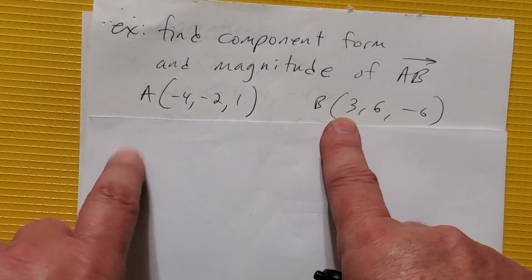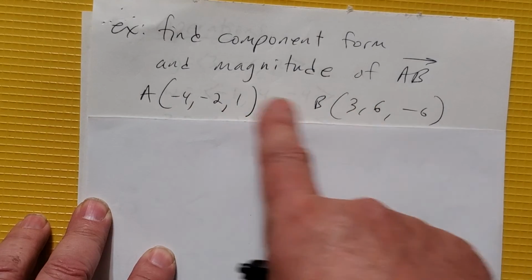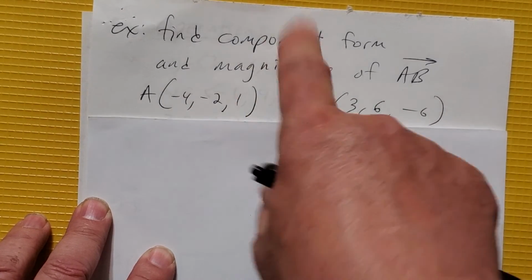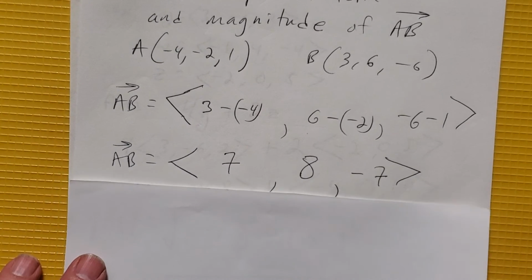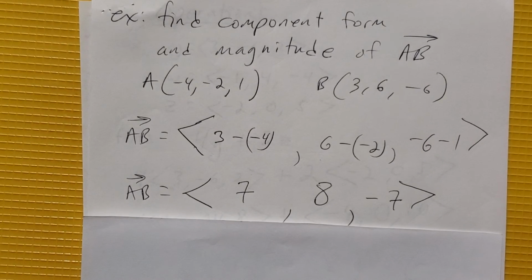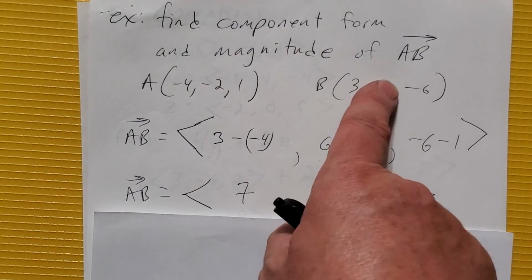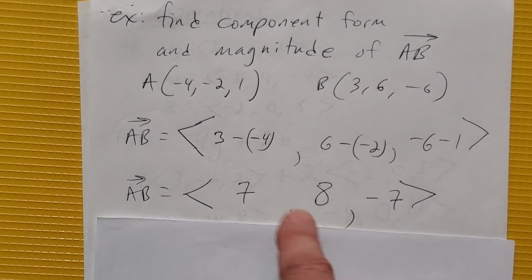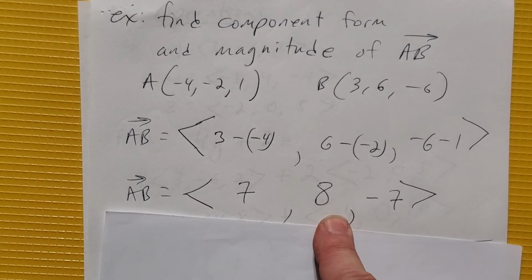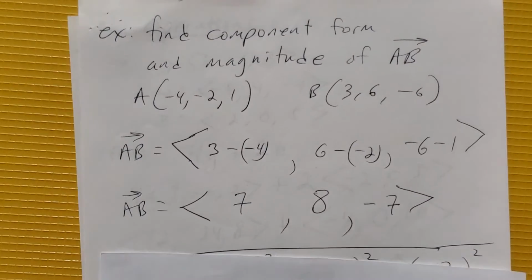Do you remember that? You subtract the end minus the beginning. So 3 minus negative 4, 6 minus negative 2, negative 6 minus 1. That'll give you the components. Do the math, and that's my vector. Okay, I found the vector components. These were points, these weren't vectors. This is the vector. If you go from here to here, you went 7 towards you, 8 to the right, and 7 down. And then you drew a vector from here to here.